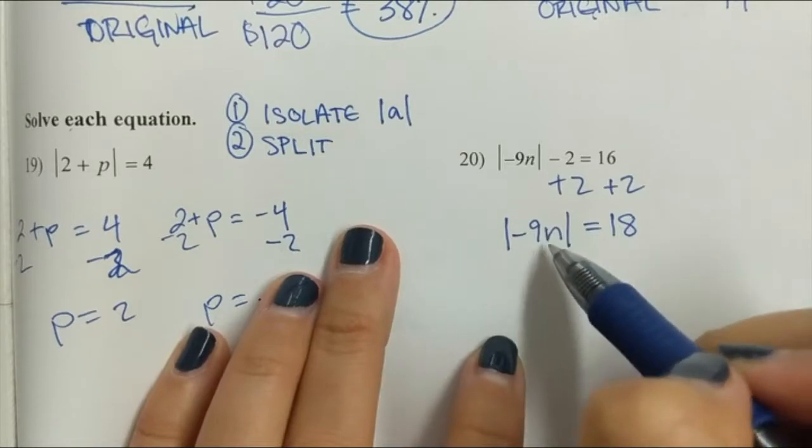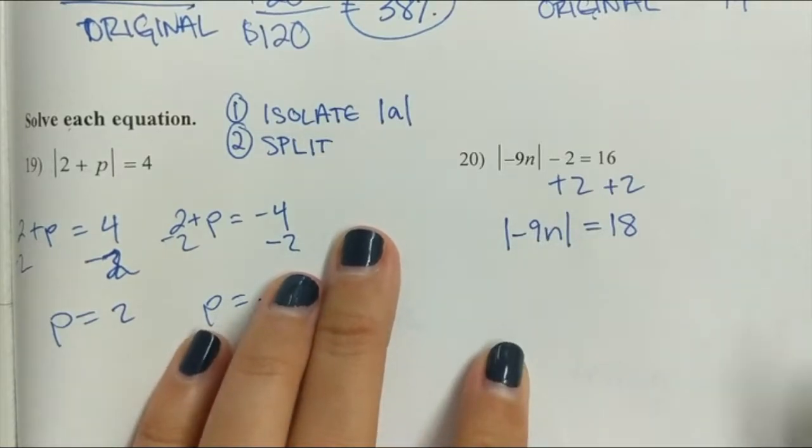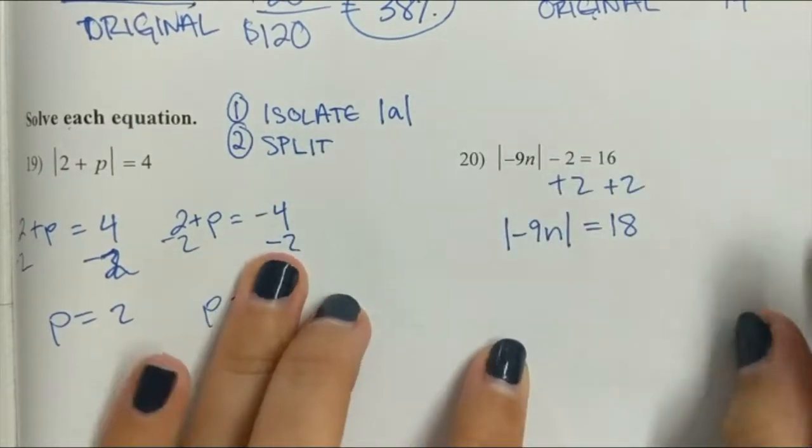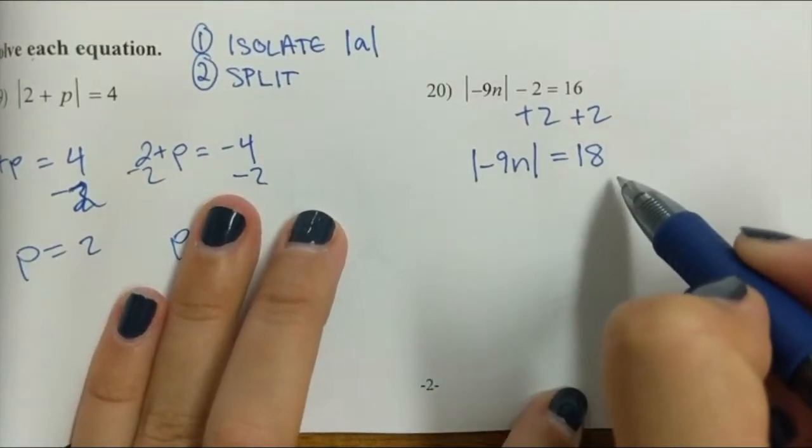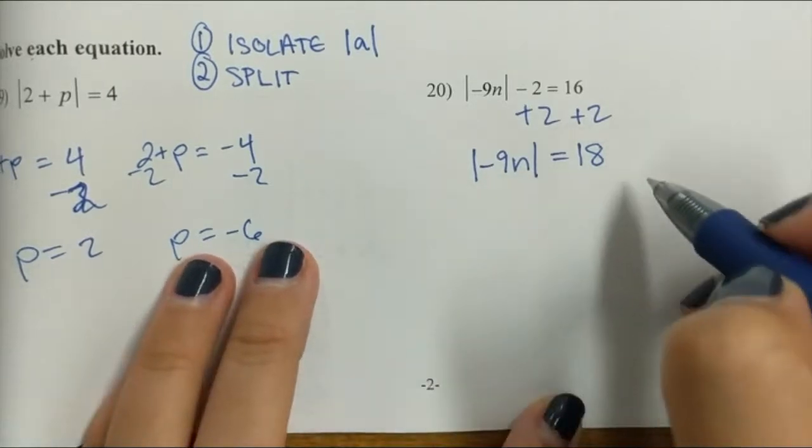We can't take the absolute value. There's a variable inside, so we have to solve it with the steps we learned. Isolate the absolute value and then split to equals and opposites. So here we have isolated the absolute value.